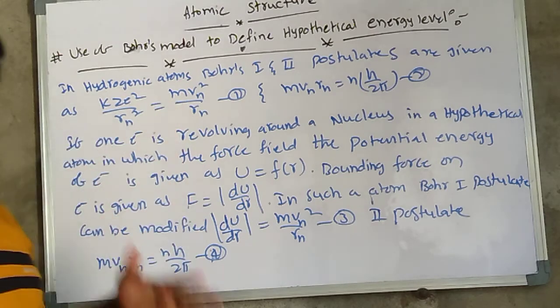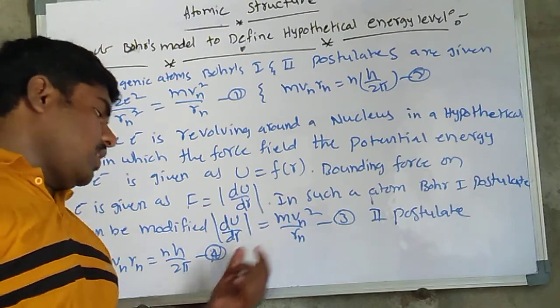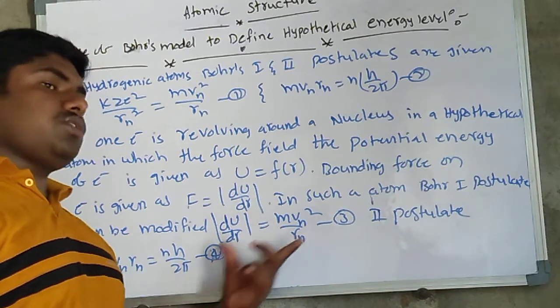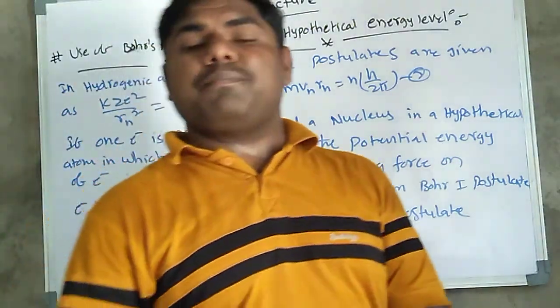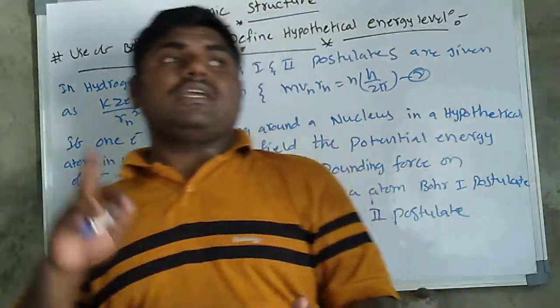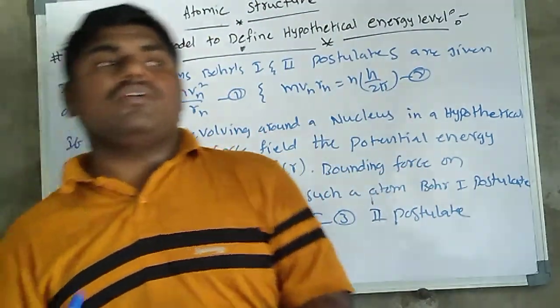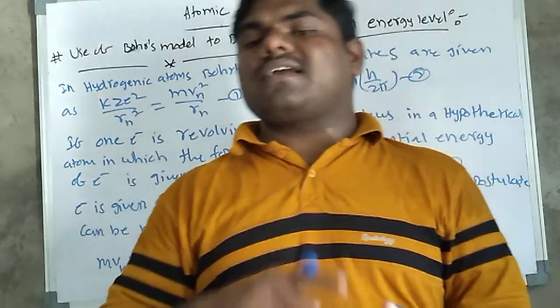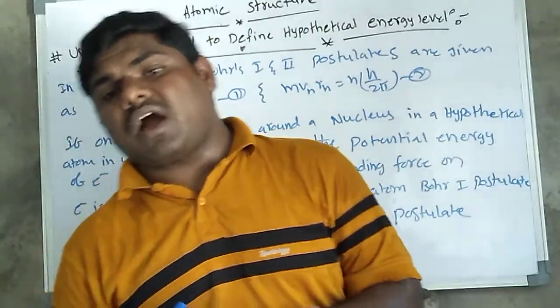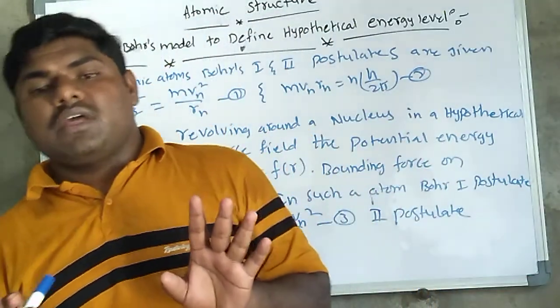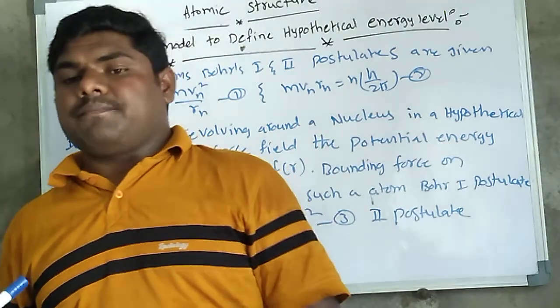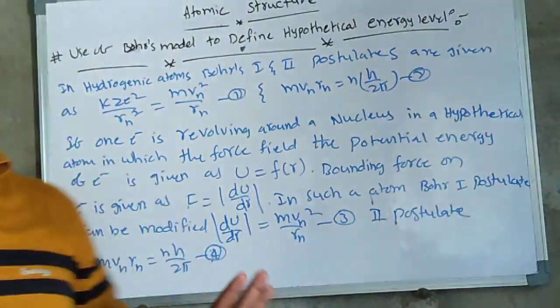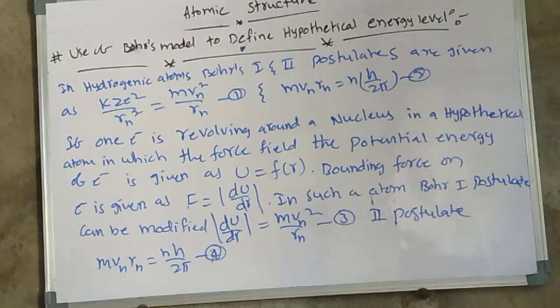From this, compare the third equation and the fourth equation. From these two equations you may calculate all parameters, meaning velocity, radius value, frequency value, and angular frequency value. You may find all the parameters. This is the hypothetical atom, for all parameters of this hypothetical atom.